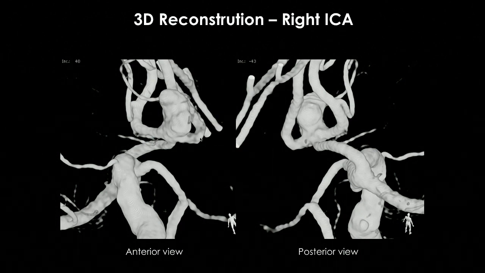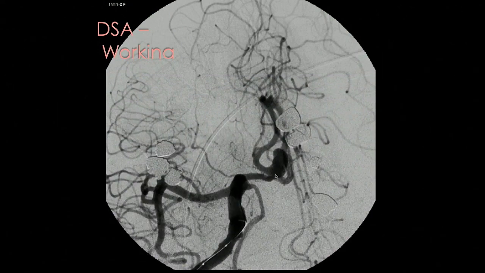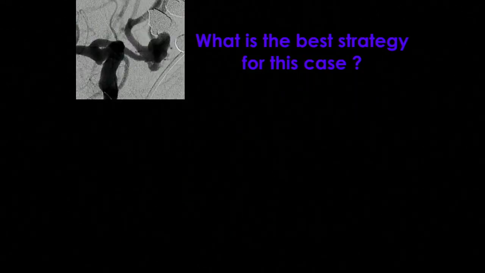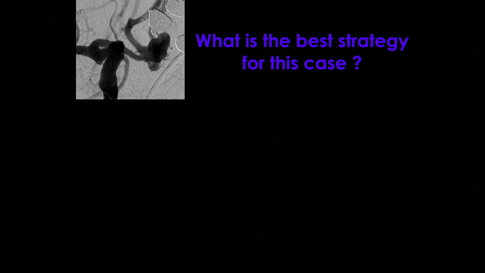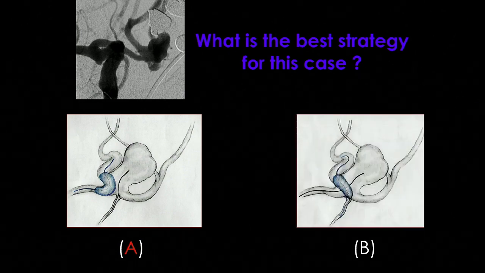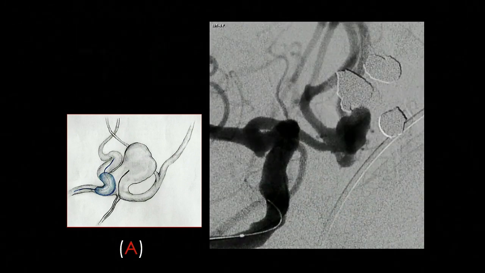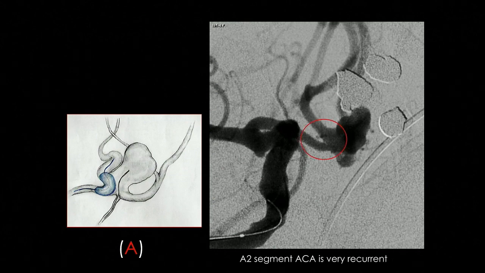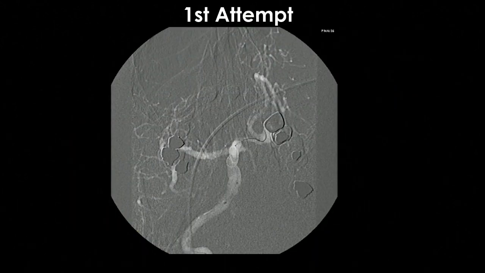So how can you place the balloon? The first option is to put from right A1 to right A2. But you have to keep in mind that this angulation is difficult. The second option is to come from the other side and to cross the ACOM. So we tried the simplest one, which is this one. But due to the angulation, you see that it's almost impossible to catheterize this angulation. It's not possible.